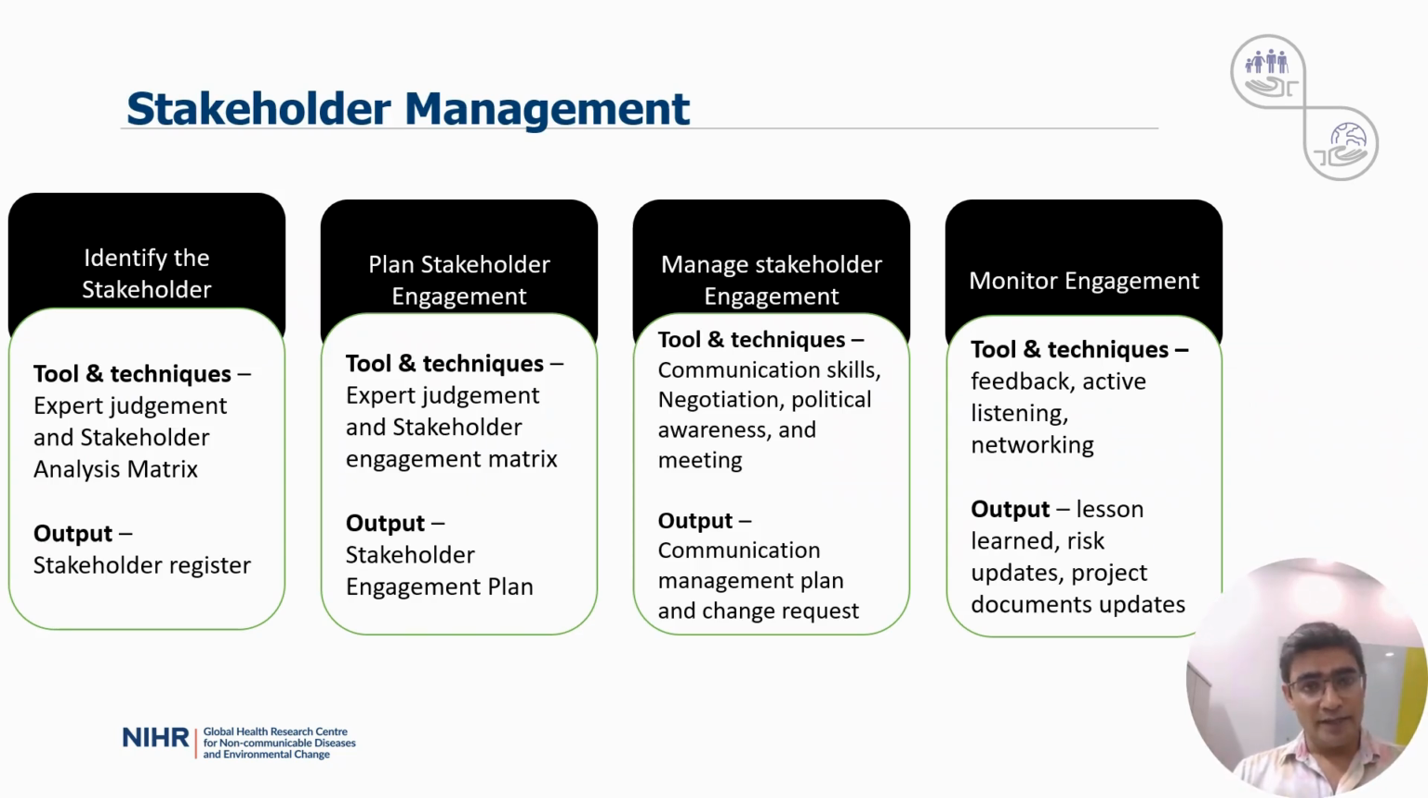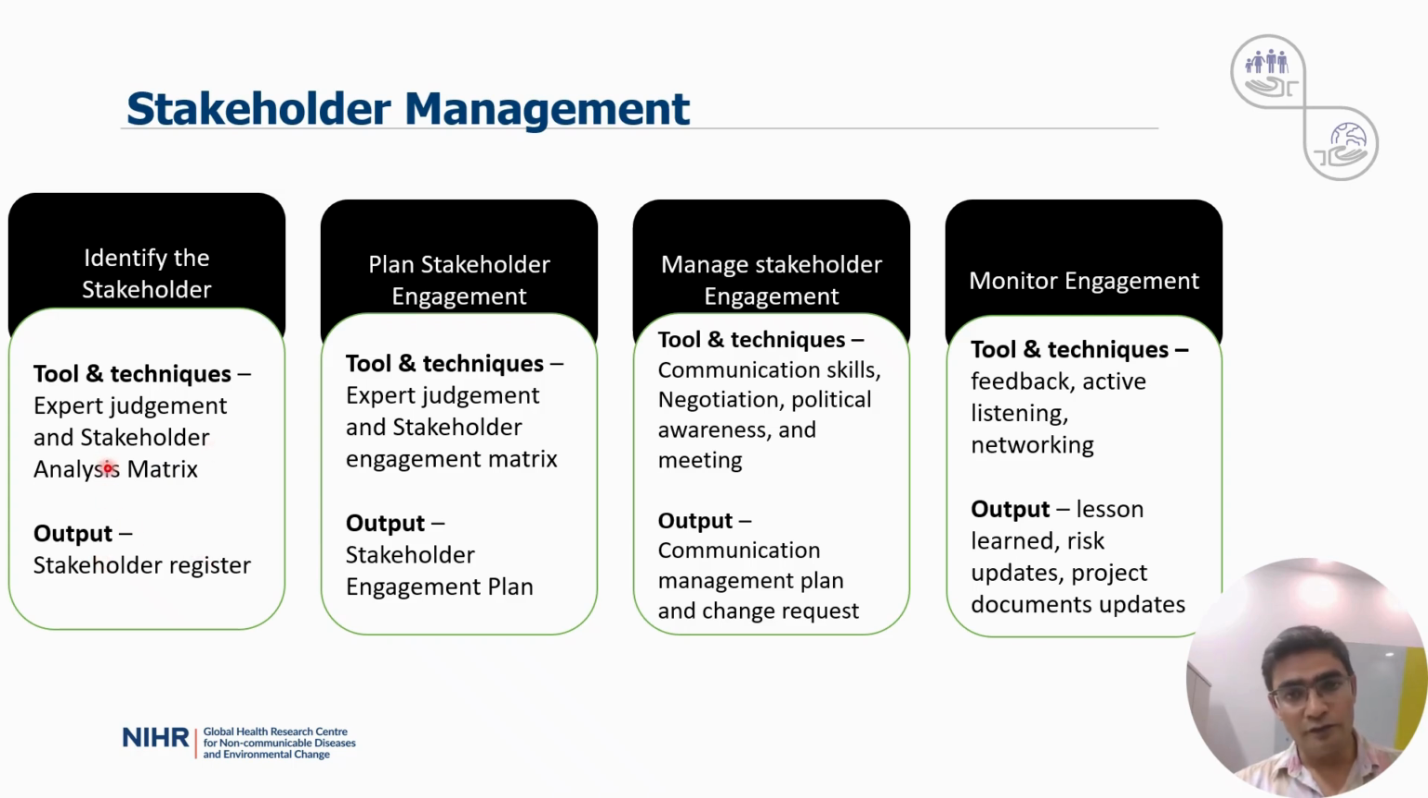The next is stakeholder management, and it is a critical component in a research project, especially when we engage with a wide range of stakeholders, such as government agencies, site partners, funders, academic institutions, ethics committees, and community members. Stakeholder management typically follows a four-step process. We begin by identifying all the relevant stakeholders. Here, tools like expert judgment and the stakeholder analysis matrix are particularly useful. Using these tools helps us ensure that no key stakeholder is missed.